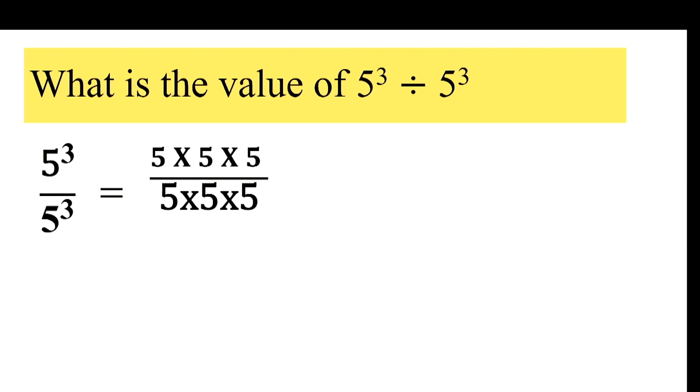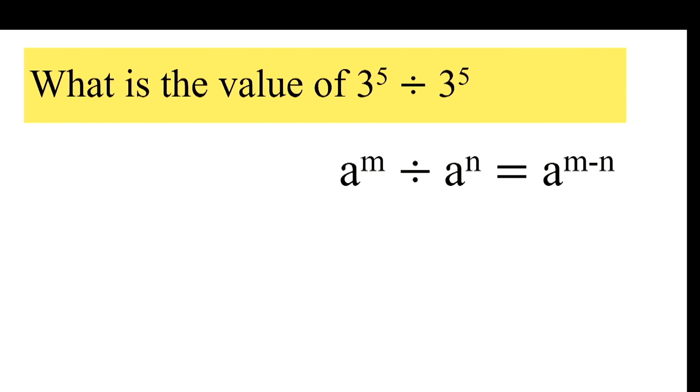In the denominator also 5 is repeated 3 times, which gives us 5 into 5 into 5. So, both numerator and denominator having the same quantity, we can cancel them. The final answer obtained is 1. Therefore, 5 cubed divided by 5 cubed is equal to 1.